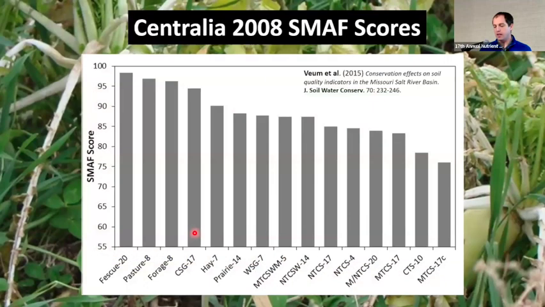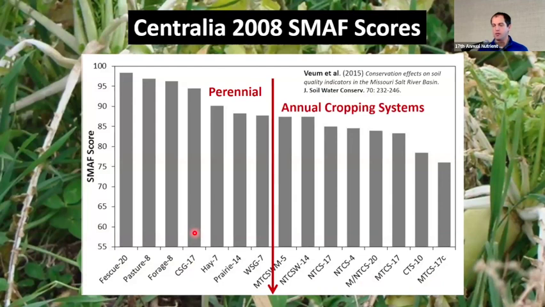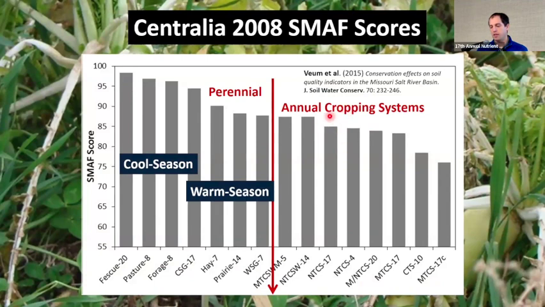And we can kind of divide a line down here. These are your perennial systems. These are your annual cropping systems, which would kind of make sense. You know, the less you touch the soil, the more you're going to have some of these things. What we're going to focus on is these ones over here, because over here we have our cool and warm season grass pasture type of situations. Over here is our annual cropping systems.